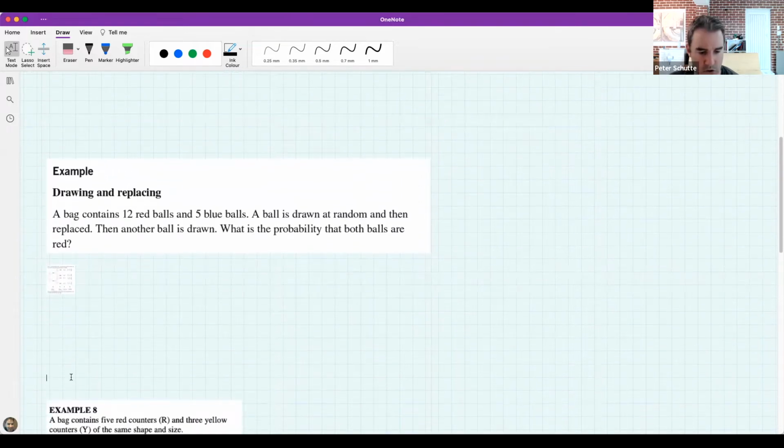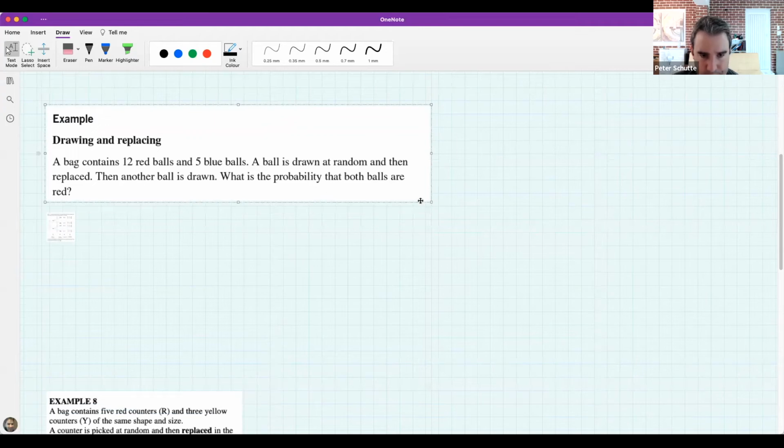So all I'm going to do is set you the following question. It says, a bag contains 12 red balls and 5 blue balls. A ball is drawn at random and then replaced, and then another ball is drawn. So there's 2 draws of the ball, but you put it back. Because you put the ball back, we say that the first draw is independent of the second draw. They don't affect the result because you put the ball back.